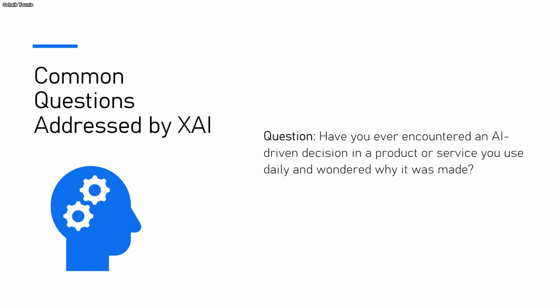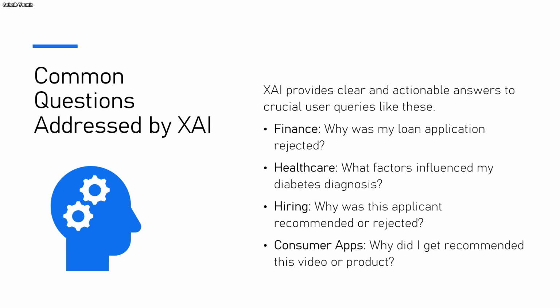So the reason why a specific decision was made is not just particular to some cases like LLMs, it's also particular to many domains like finance, healthcare, hiring, and consumer apps. So, for example, in finance, if a loan application was rejected by an automated or AI system, you want to know why your application was rejected.